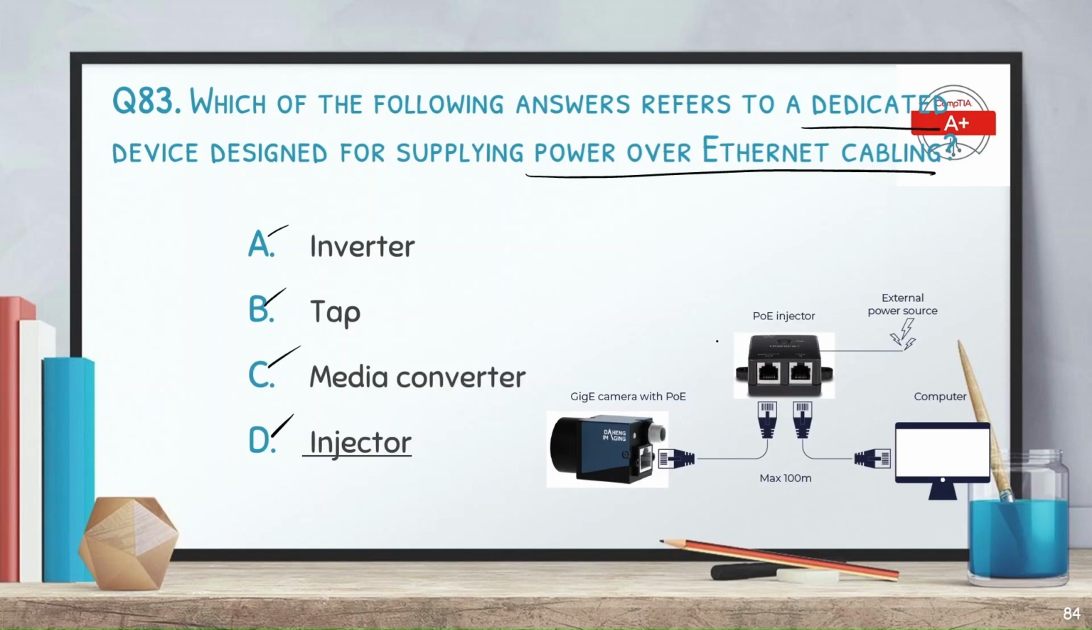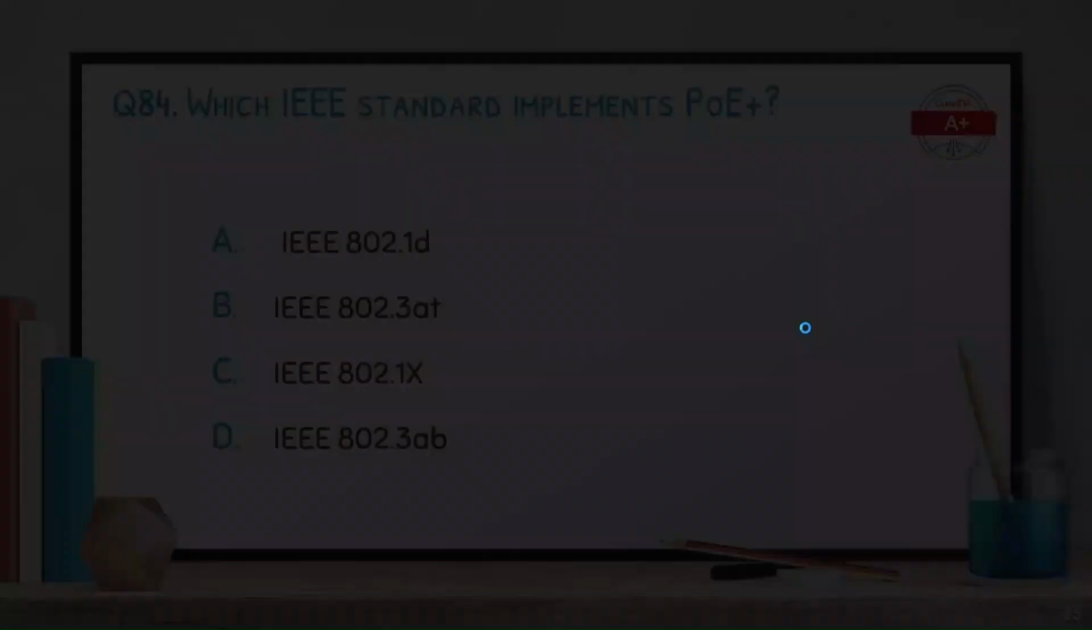So this is basically the injector. It is connected to a power source and then it has an RJ45 port to which you can connect devices, and these devices then get the power from this PoE as well as the network connectivity. So this device is known as the PoE injector.